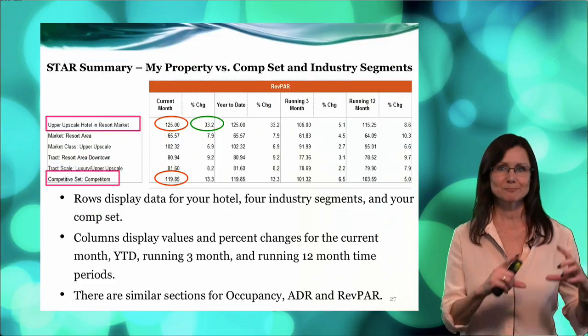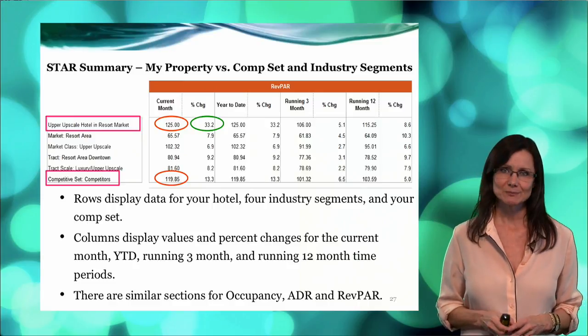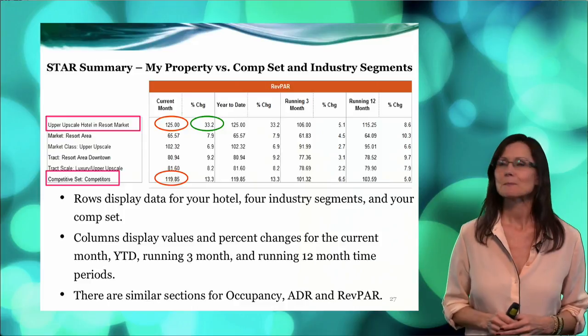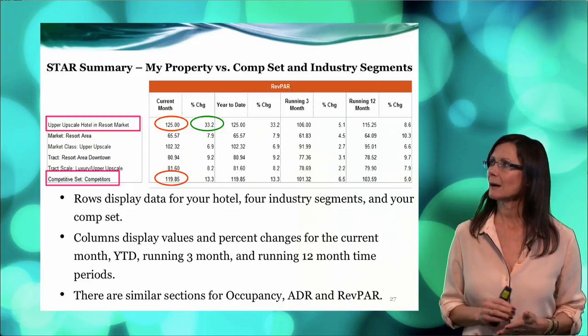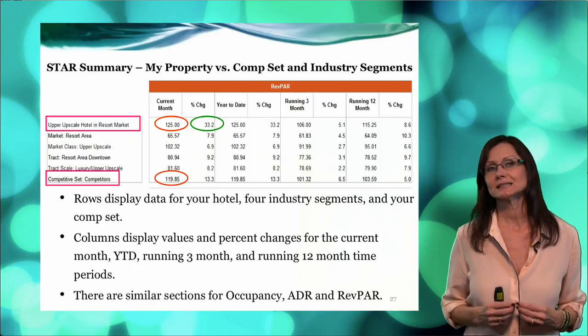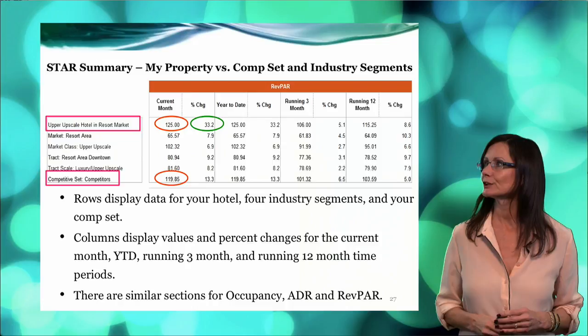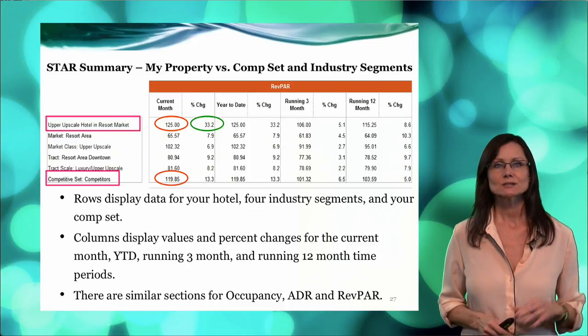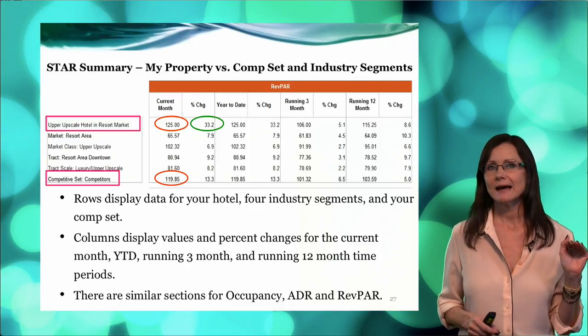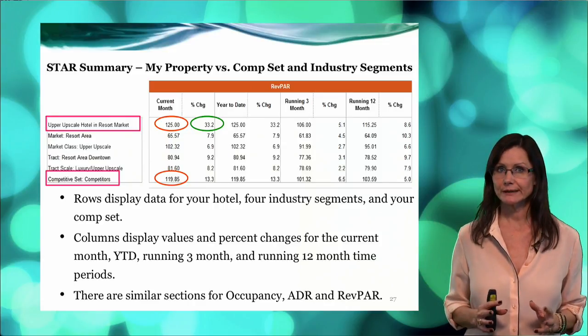All right, so the next part that I've zoomed into is looking at different market segments, or industry segments, sorry. Up the top there, upper upscale hotel in a resort market. That is our hotel. So our hotel is an upper upscale hotel in a resort market. And down the bottom there, you can see our competitive set.